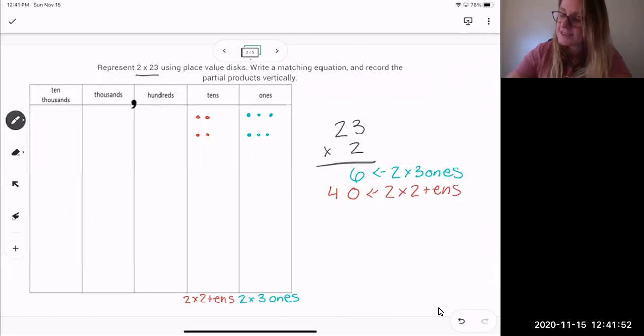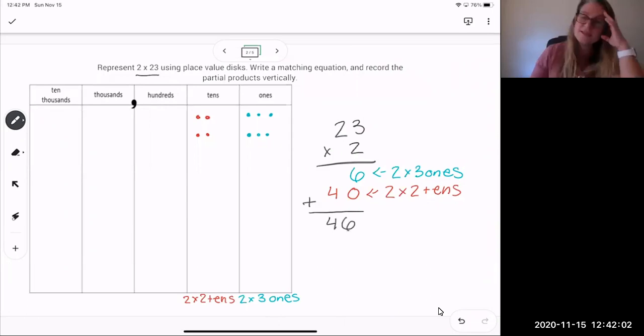Once we've done this, to get our answer, we are going to add these two together. So I know 40 plus 6 is going to equal 46. This is also represented in our place value chart because we have 6 in the ones place and 4 in the tens place. So we have 46 there as well.